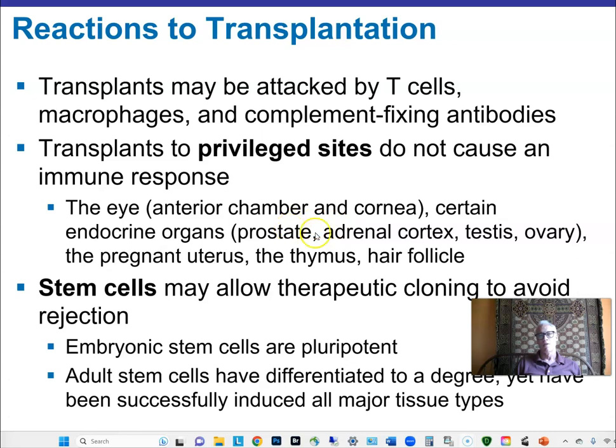Certain endocrine organs too. I don't want you to memorize these. I just think they're interesting. They're considered privileged areas, privileged tissues that can be tampered with and have foreign tissue introduced into them.